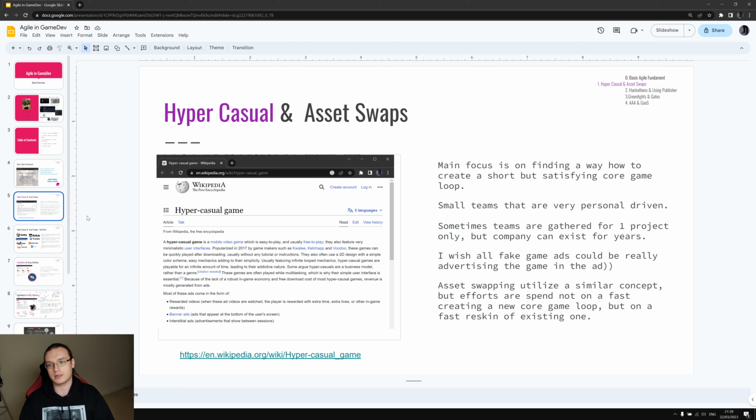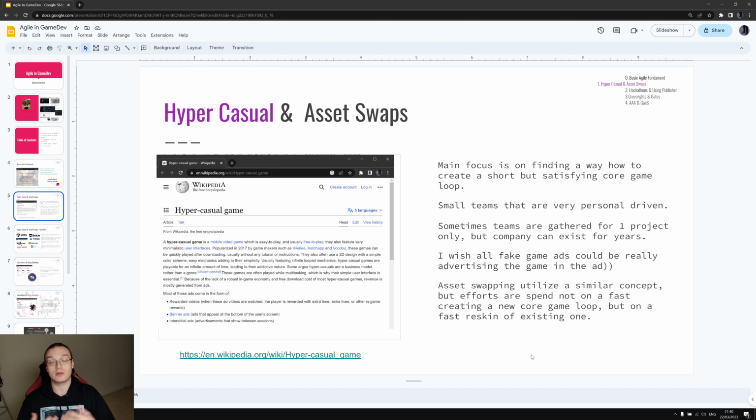It's usually something that is very popular on the mobile market. Most of the time teams are very small and very personality driven. And I wish all the fake game ads were really advertising the game in the ad, because when you look at the advertisement you think, oh, that's a very interesting mechanic, I would really enjoy playing it, but unfortunately it's not the game. Still, the idea of hyper-casual games is to make a very small core game loop and satisfy a player with it.